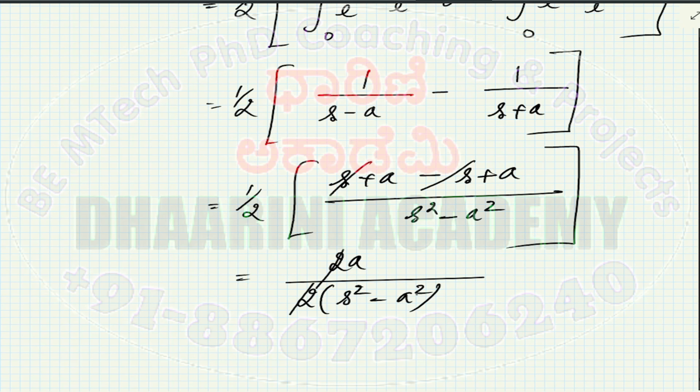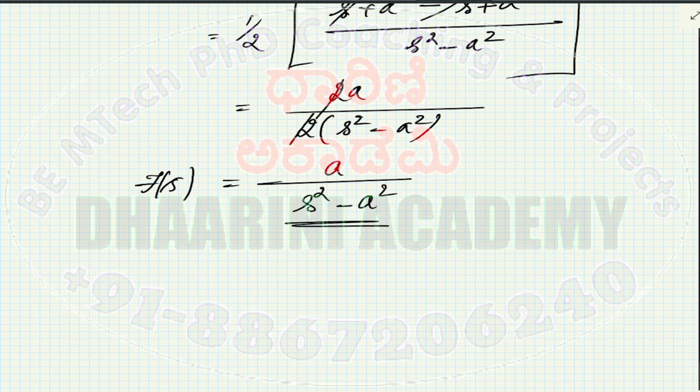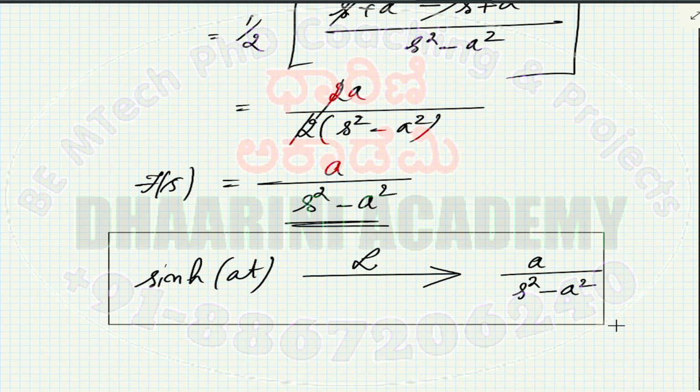So 2 cancels, which gives us the Laplace transform f of s is equal to a divided by s square minus a square. So the standard function sine hyperbolic at will have its Laplace transform as a divided by s square minus a square. So that will be our next entry in the table.